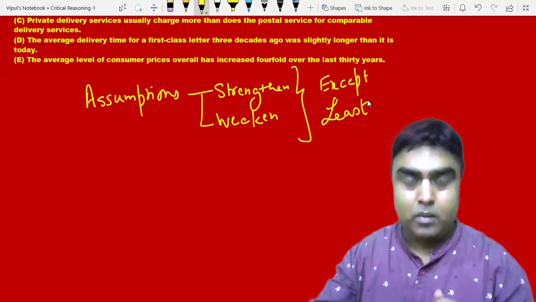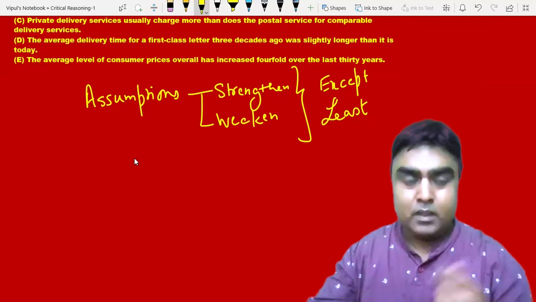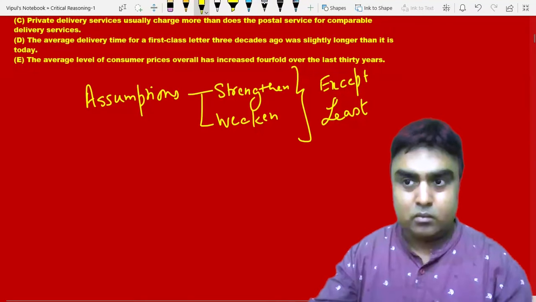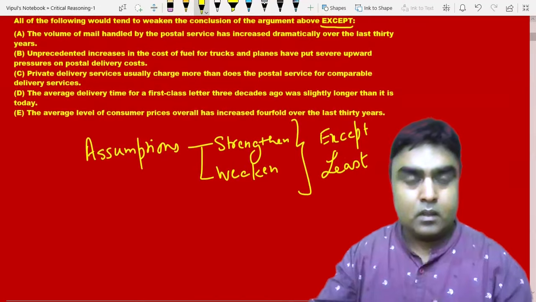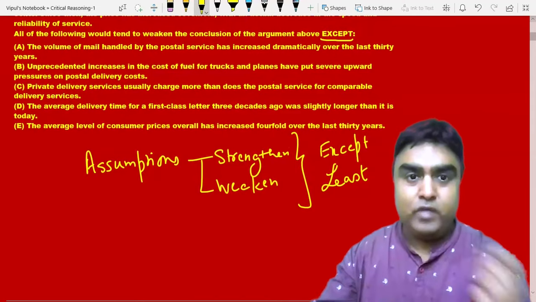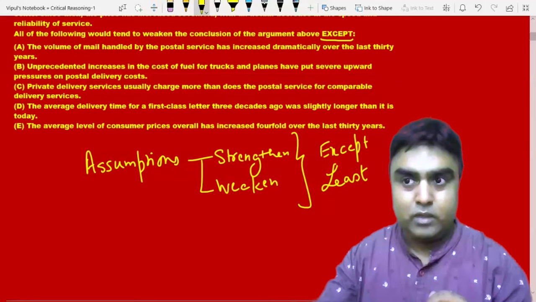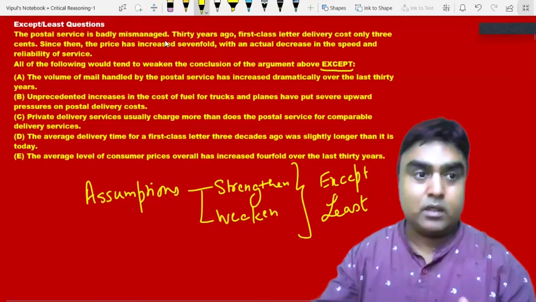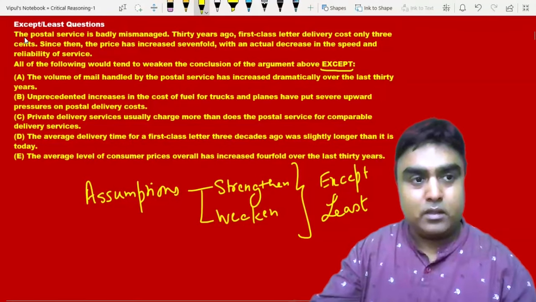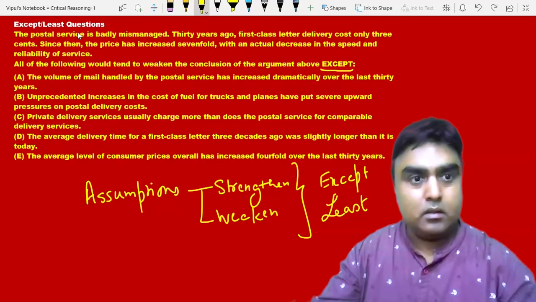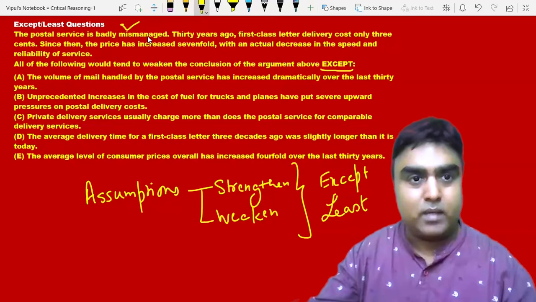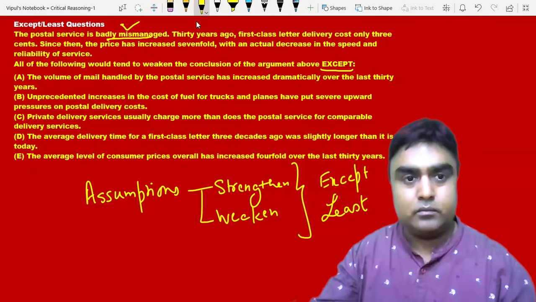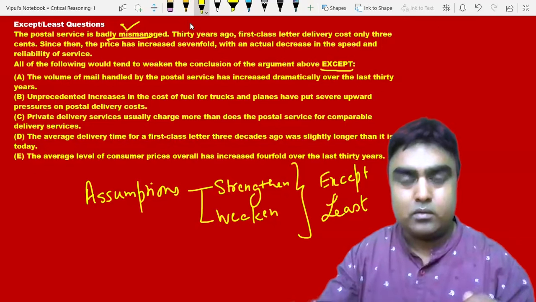Now, what exactly is the problem here? I'll give you an example. Now, if you're looking at this question only, now if I have to weaken the conclusion, the first thing we have to do is to find a conclusion. Now, where is the conclusion in the question? The conclusion is there. This is the conclusion: the postal service is badly mismanaged. This is the conclusion. So what we have to do is weaken this conclusion.